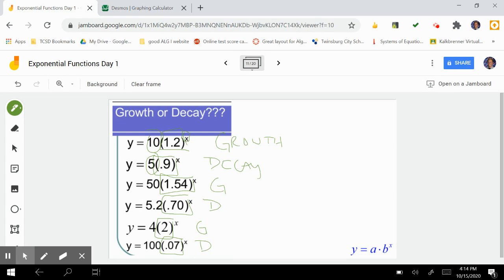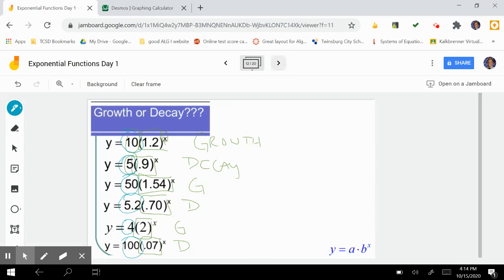All right, so again, I'm going to just circle here. These are your y-intercepts, where it crosses that y-axis, or our initial value. And then anything in parentheses is going to be that growth or decay, depending on if it's greater than 1, growth, and if it's less than 1, it's going to be decay. And obviously, it has to also be greater than 0.